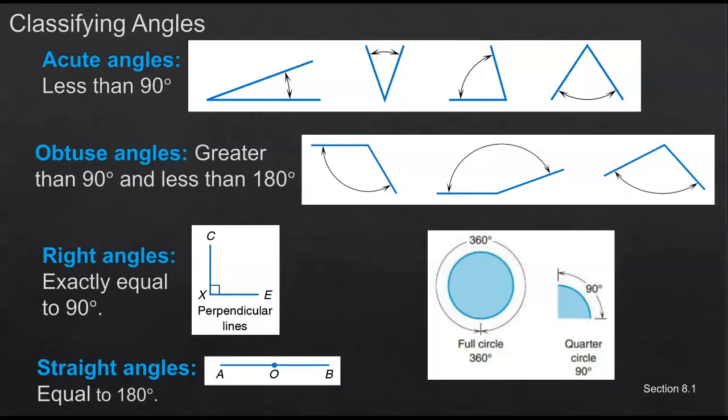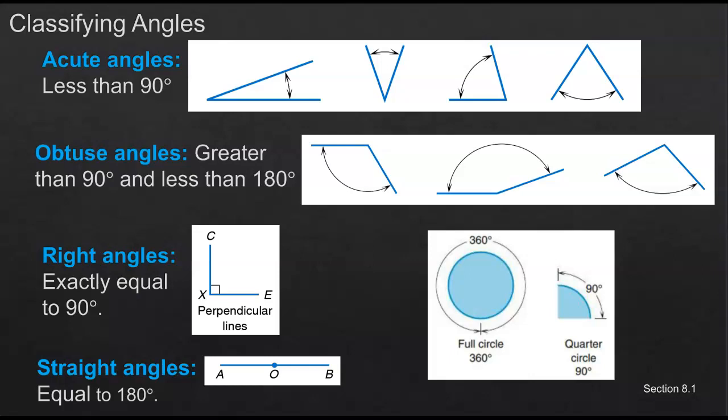Here are some different types of angles and how we classify them. On the first one, we have some angles that are called acute angles, and they have an angle measure that is less than 90 degrees. Obtuse angles are greater than 90 but less than 180. And you can see that those are usually wider because they're going to be greater than 90 degrees. And right angles have a 90 degree angle, exactly 90 degrees. And the two sides of the angles form perpendicular lines.